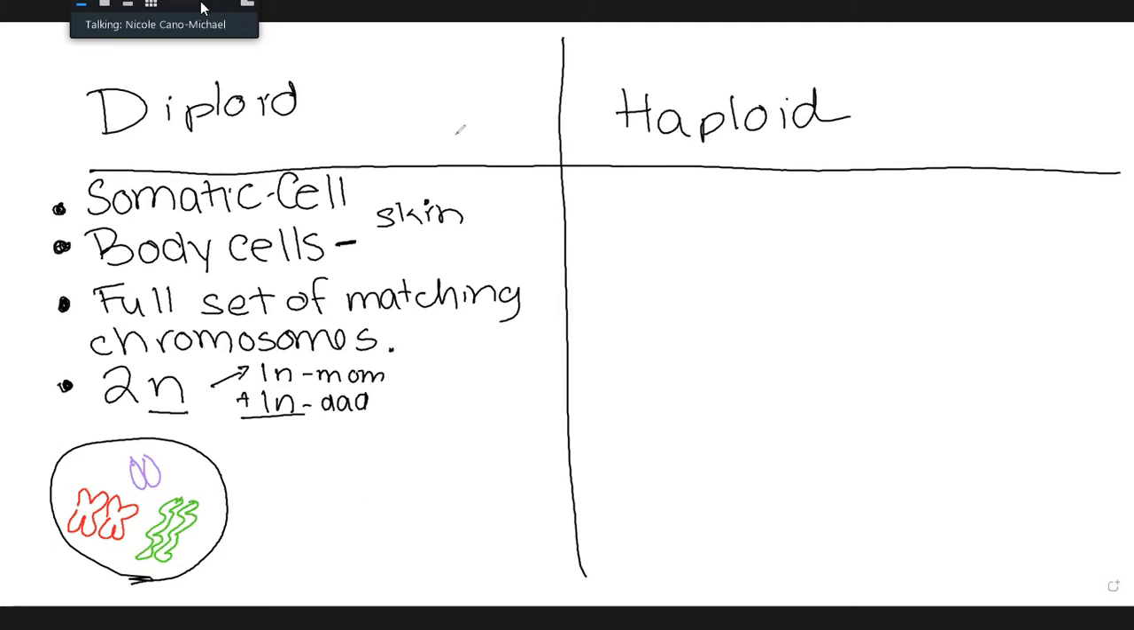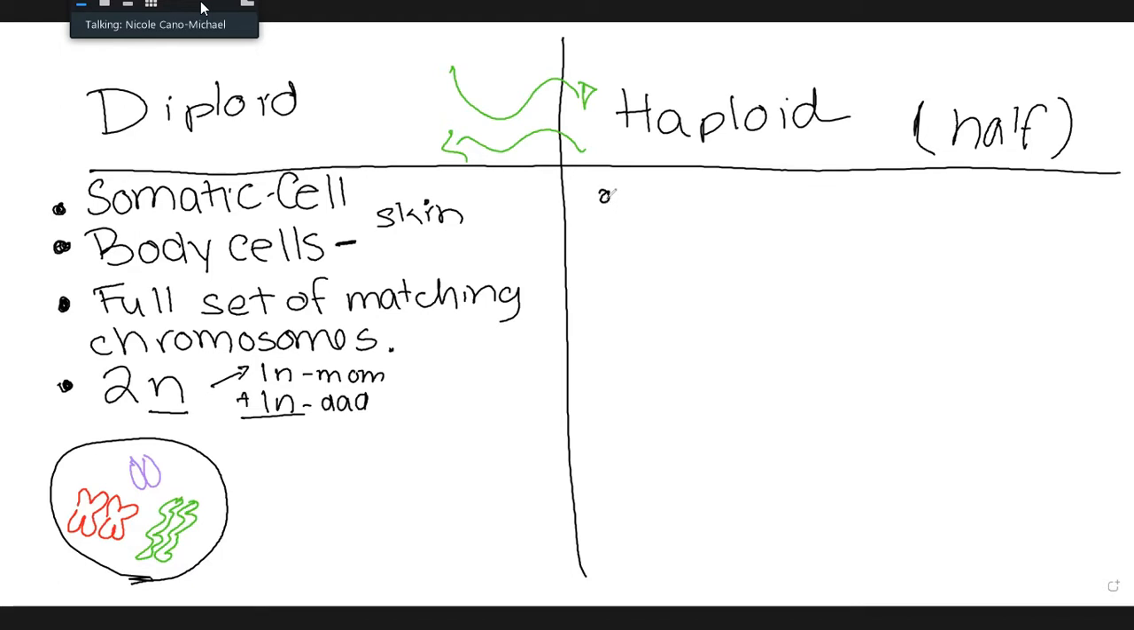Certain diploid cells can become haploid cells. Because remember, and this kind of goes the other way as well, when I have a diploid cell, half came from mom and the other half came from dad. So at one point, there has to be another cell that isn't a full set of chromosomes. That's what a haploid cell is. Ladies and gentlemen, haploid literally means half.